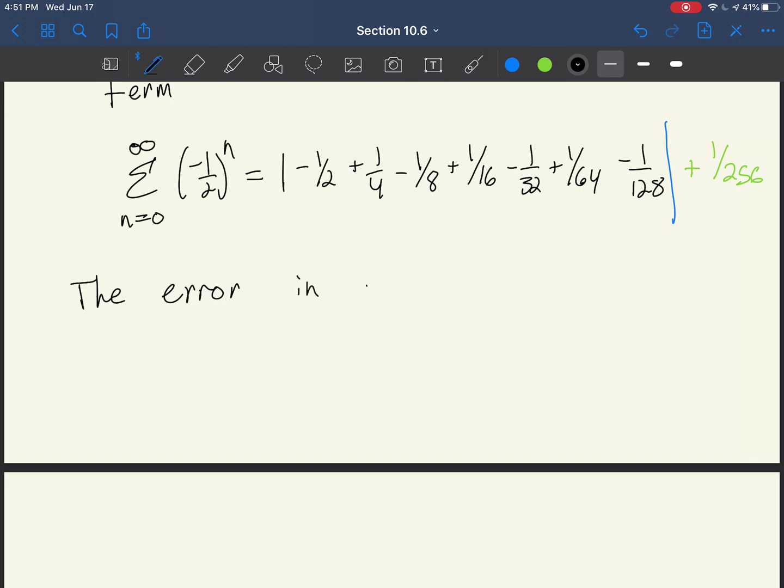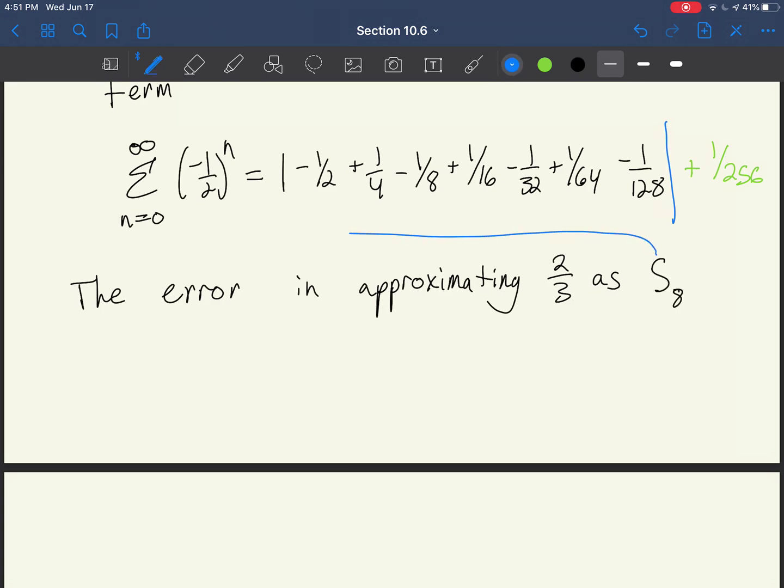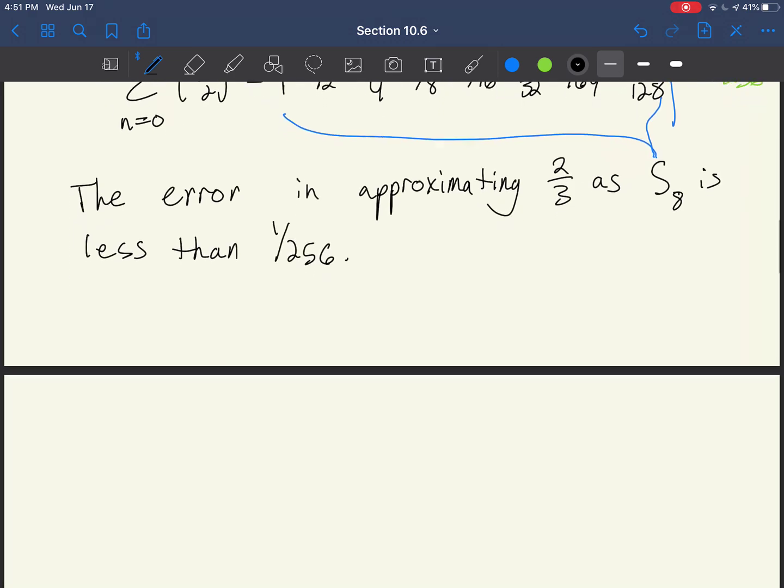So the error in approximating 2/3 as this S8, which is exactly all of this, is less than the next unused term, which is 1 over 256.